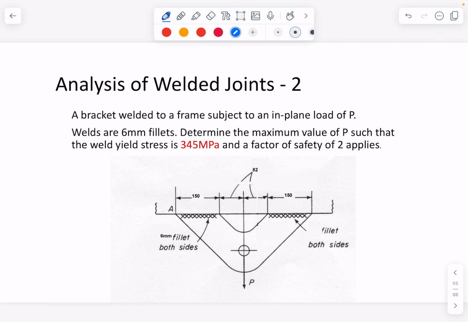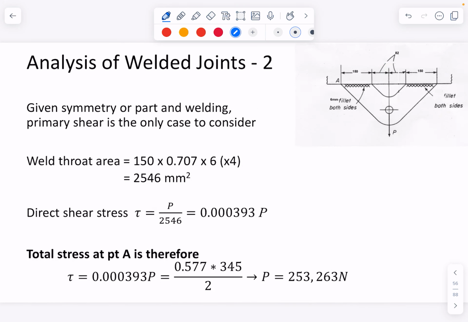Here is another welded joint. In this case, we've got a boomerang-shaped tag with a load hanging vertically from it. Put a 6mm fillet on each side of it. Determine the maximum value of P such that the weld yield stress is 345 MPa, with a factor of safety of 2, standard sort of stuff.